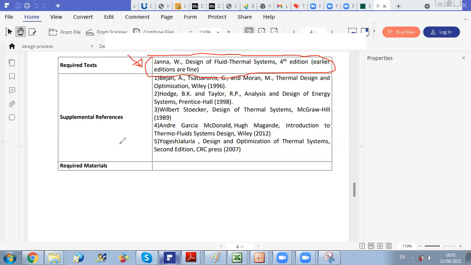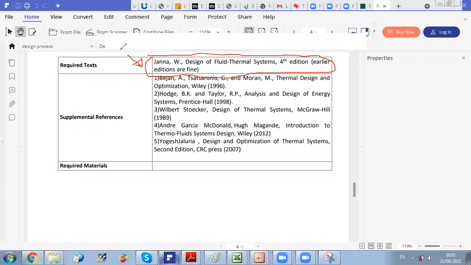And also, you have several other references that can help you through the design process. You have Bejan, which is thermal design and optimization. You have Hodge, analysis and design of energy systems. You have Wilbert, design of thermal systems. And you have also Introduction to Thermofluid Systems Design by André Garcia. And the fifth reference is Design and Optimization of Thermal Systems. So all of these references can help you in designing your project.